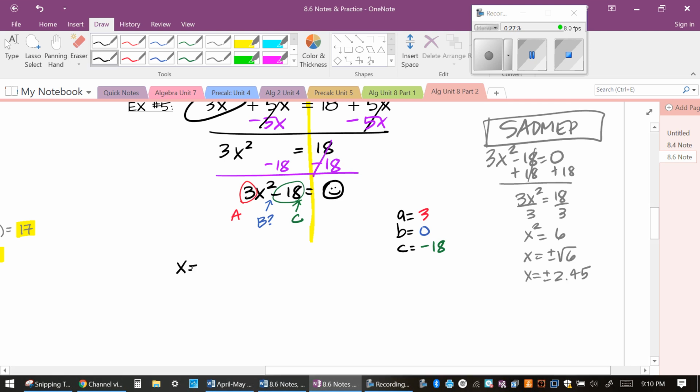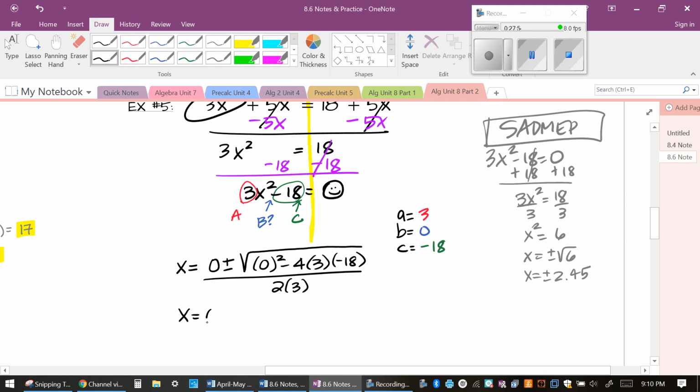Okay, here's my formula. Quadratic formula. X equals the opposite of B. Guess what? There's no such thing as opposite 0, so I'm just going to go ahead and put 0. Plus or minus the square root of B squared minus 4AC, all divided by 2A.